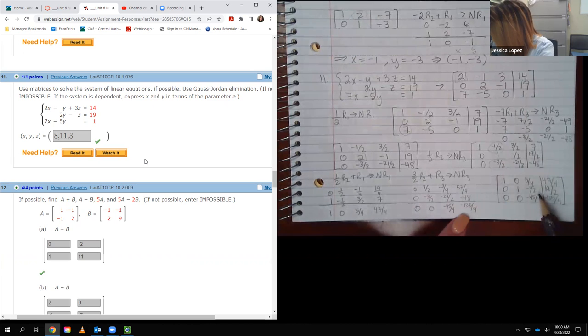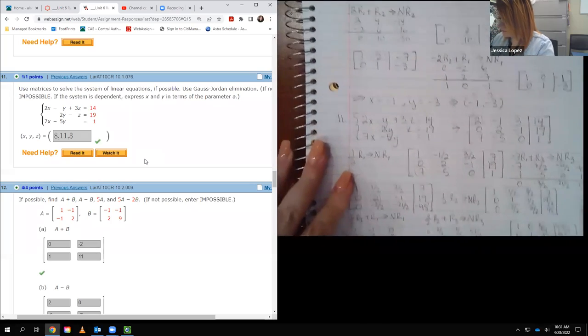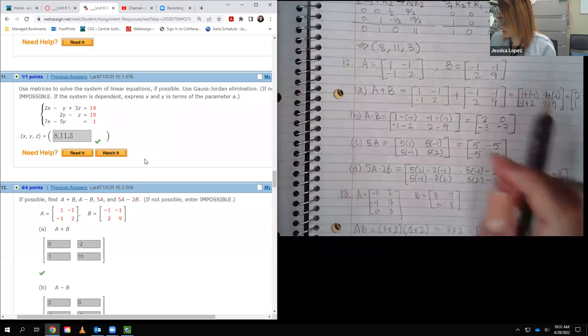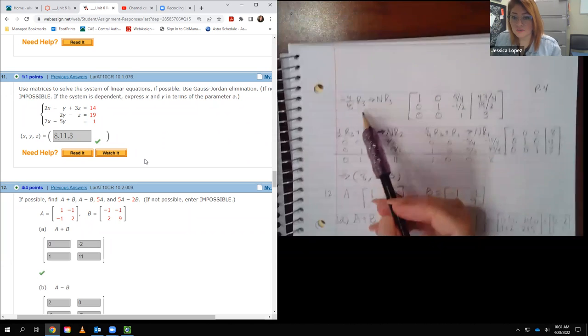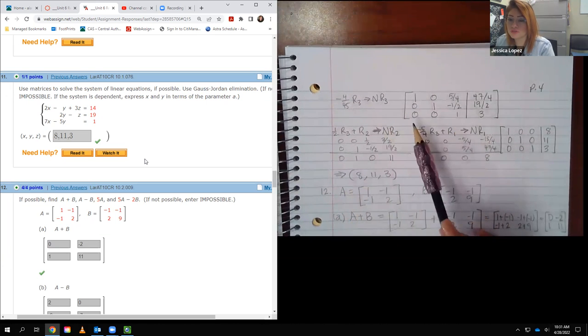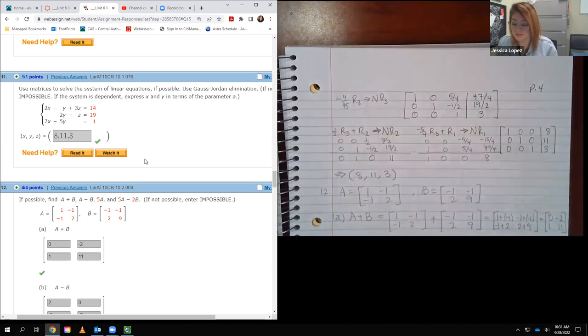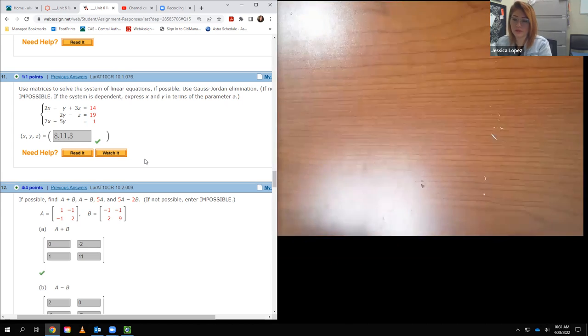Now the goal is to turn this into a 1. So to do that, I'm going to multiply by the reciprocal, which is 4 over negative 45. So I did 4 over negative 45 times row 3, and it turned out that row 3 turned into 0, 0, 1, and 3. Row 1 and row 2 staying the same as they were before.